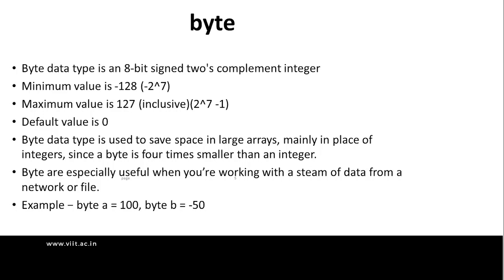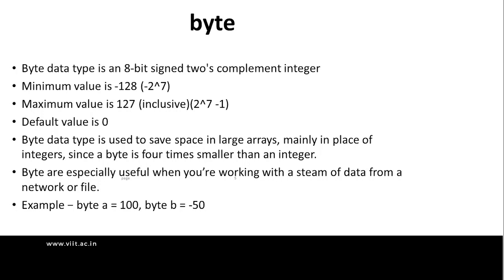Byte. This is the very basic unit of storing a number. To store a number, this is the smallest range. The byte data type is an 8-bit signed two's complement integer. The minimum value, as we have seen, is minus 128, which is minus 2 raised to 7. If you calculate 2 raised to 7, you will get 128.